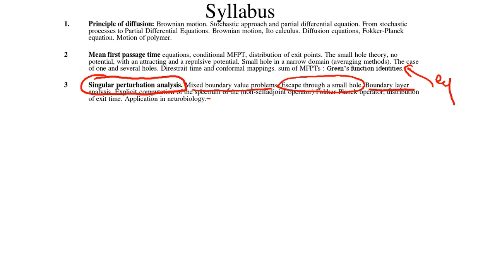I'll give some examples of how to calculate the spectrum of a non-self-adjoint operator. This is with the specific interest of the Fokker-Planck, the distribution of exit time, and application in neurobiology.